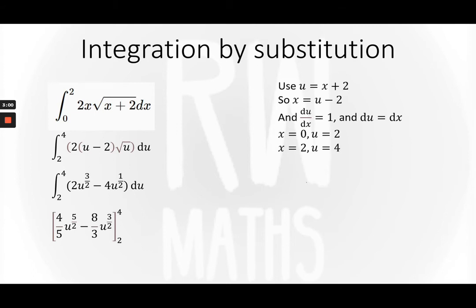Now this time we don't need to put it back in terms of x, because we changed our limits so they're in terms of u. We can just sub those values in to get the absolute value, the value we're after. So if we sub them in, we should get 7.28 to 3 significant figures. So if it's definite integration, you don't need to put it back in terms of x, but you do need to change your limits so that they're values in terms of u instead of x.